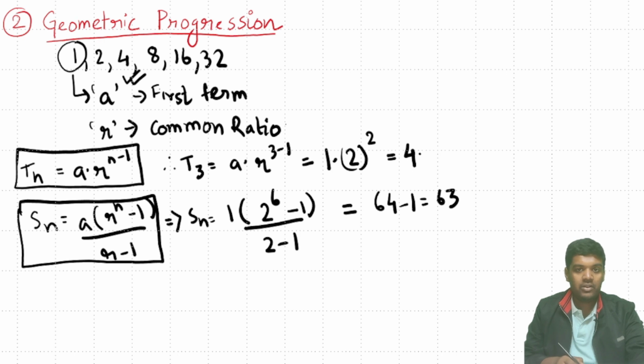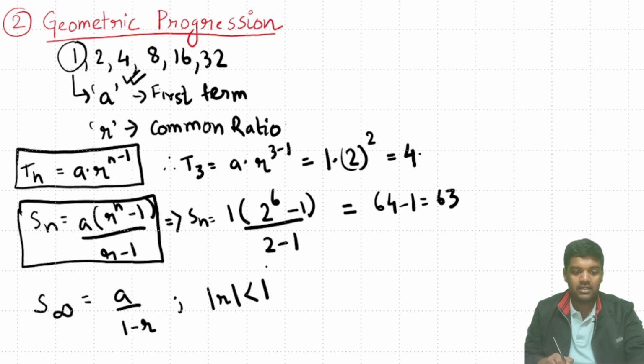Sometimes we are also given an infinite number of terms in a geometric progression. So that is an infinite GP. The formula for the summation of an infinite GP is A divided by 1 minus R, where mod R is less than 1. This condition of mod R less than 1 is required to have a valid summation, for the sum to exist.